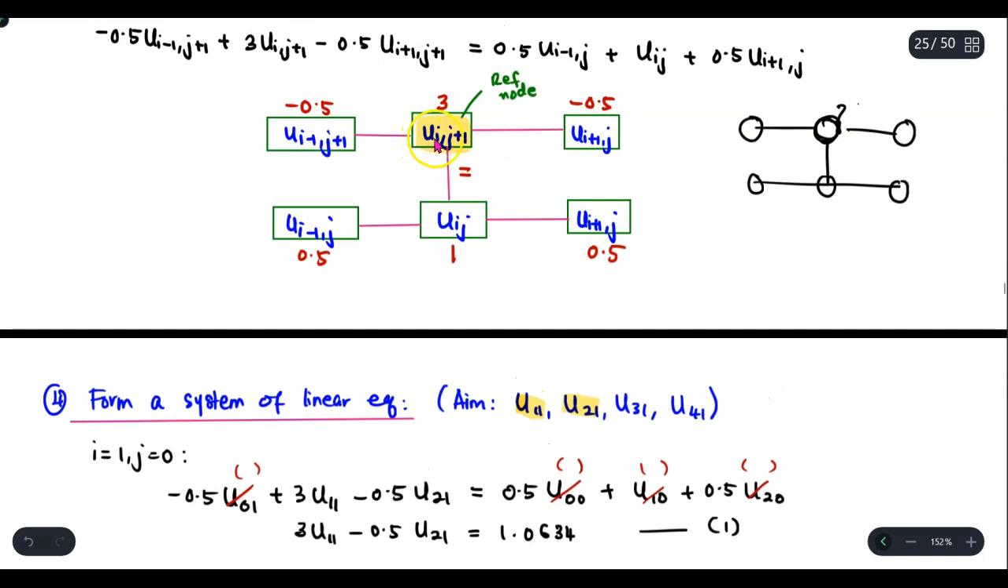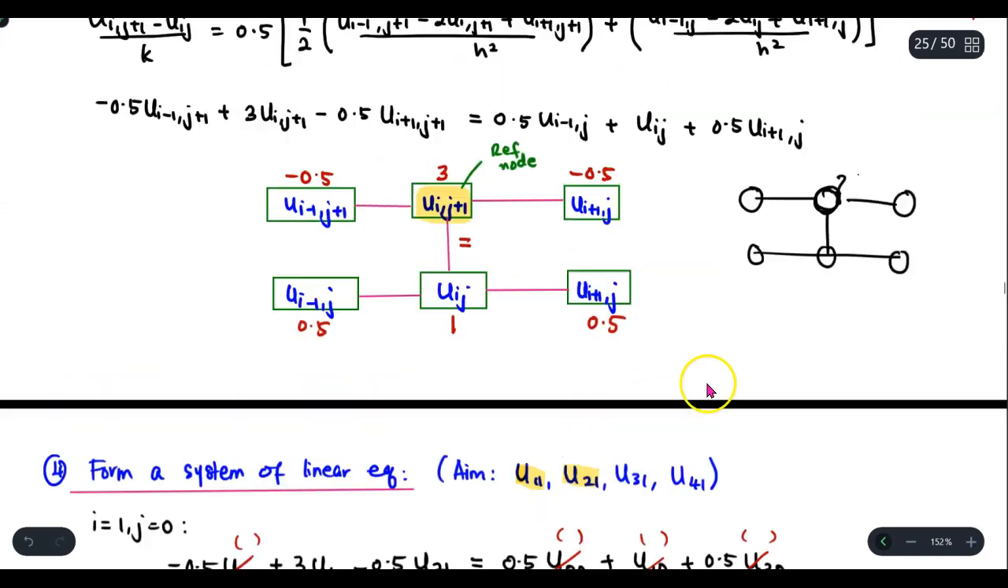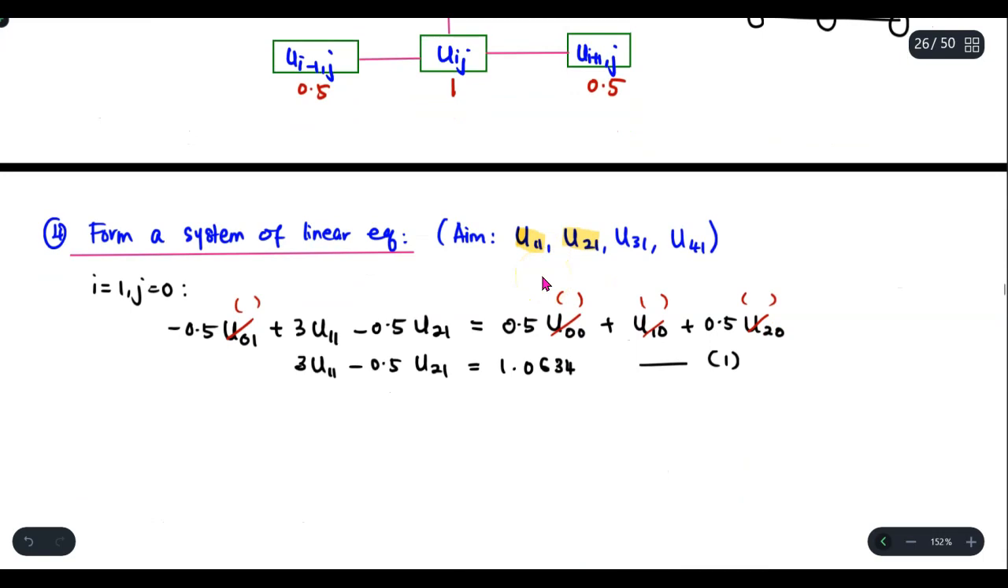Okay, then you can identify what is the correct I and J that you need to use in order for you to come up with U21. So in this case, I should be 2, J still 0. All right, I equals 2 now, J still equal to 0.